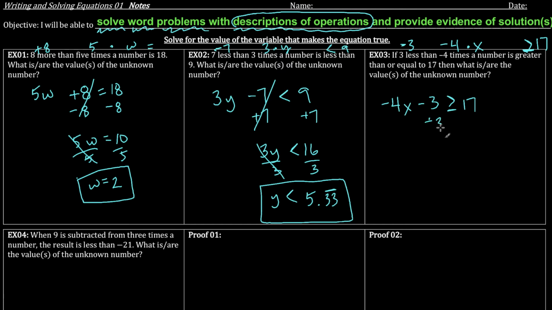All right, let's solve it as usual. 17 plus 3 is 20. Now we divide by negative 4. But don't forget in this lesson, when you divide by a negative or multiply by a negative, you have to flip the sign. So x is not greater than or equal to, it's less than or equal to. A positive over a negative is a negative 5.